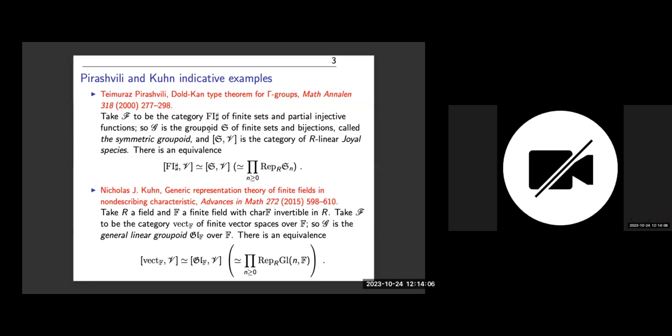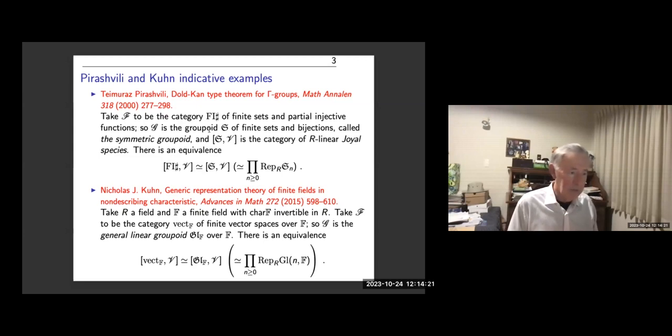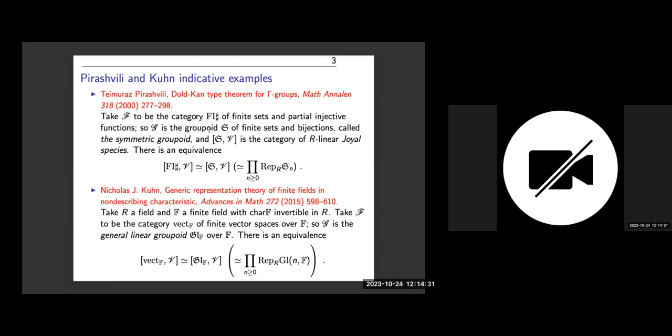Sorry, can I ask a question at this point? Yes, please. Why is the general linear groupoid, that's just the groups GL_n(F), right? That's right. No, the groups GL_n(F), the general linear groups with the n in there. But that's what makes it a groupoid. Okay, now I got it.